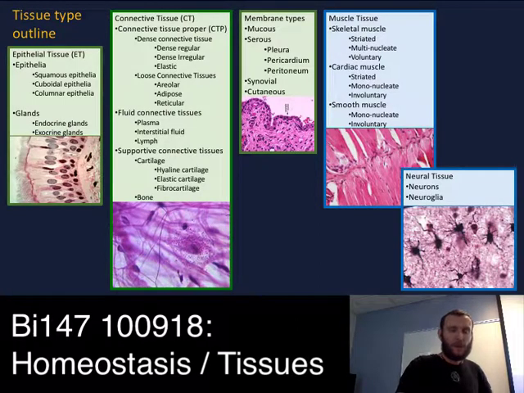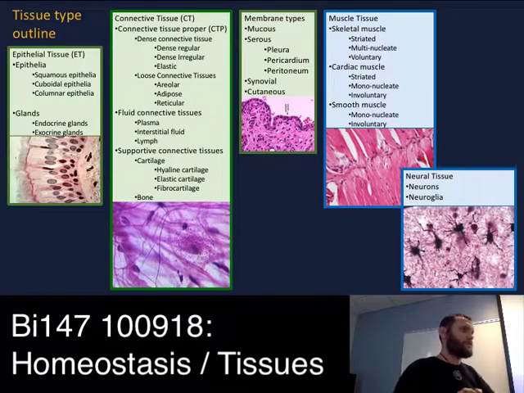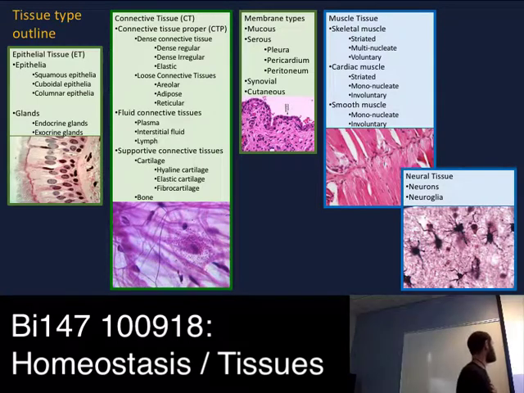Okay. So here is an outline of all of the tissue types in the body. Actually, it's pretty abbreviated. It's not quite all of it, but it covers all and more than we're going to talk about. So I'm just showing you this today.